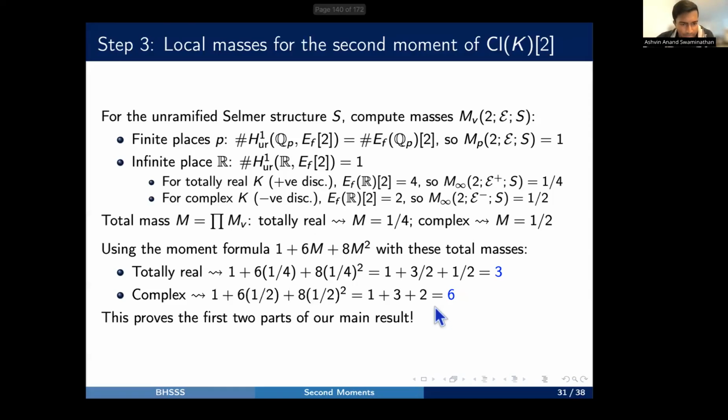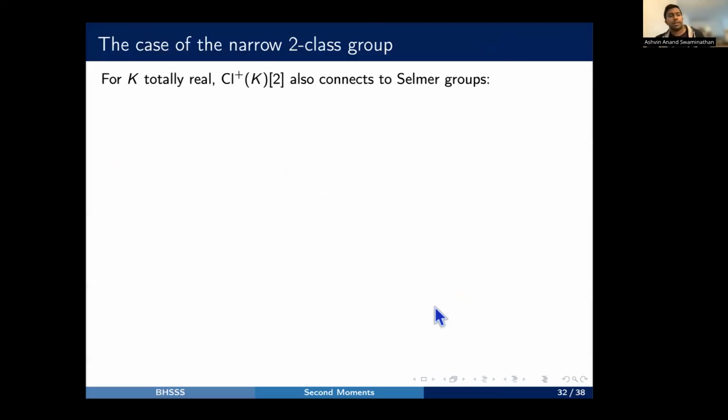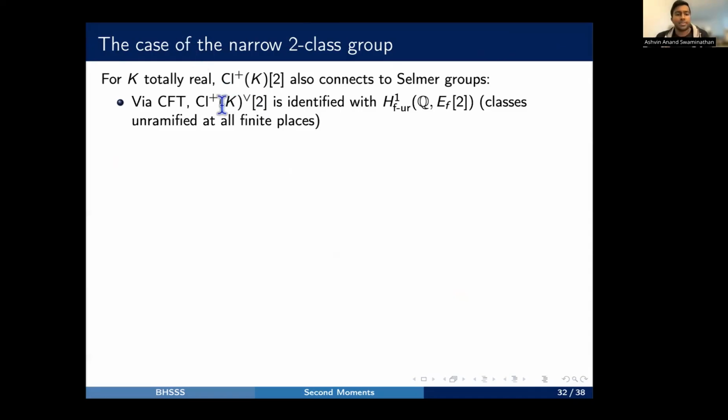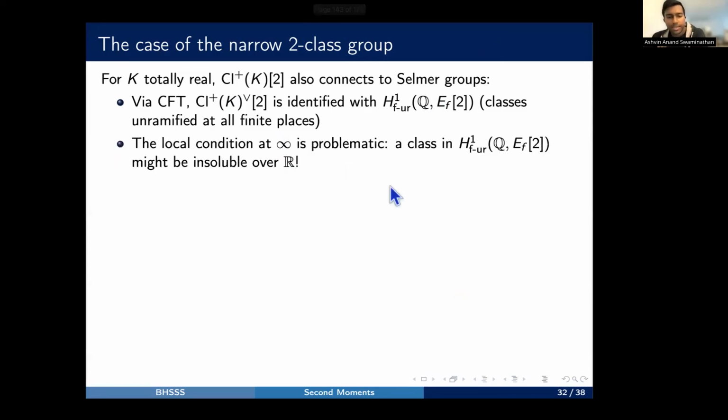Now, for the narrow two-class group, it's also related to Selmer groups. So via class field theory, the narrow two torsion is identified with what I'm calling H1F unramified of the two torsion of EF. So these are classes that are unramified at all finite places. And a local condition at infinity is problematic because in this cohomology group, a class could be insoluble over the reals. So in other words, you don't get a sub-soluble Selmer structure, which was a condition that was necessary for our second moment result to apply.